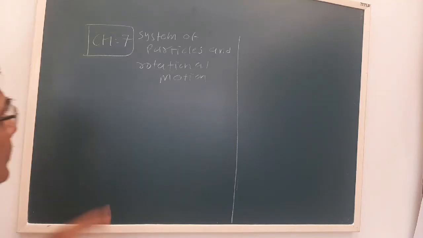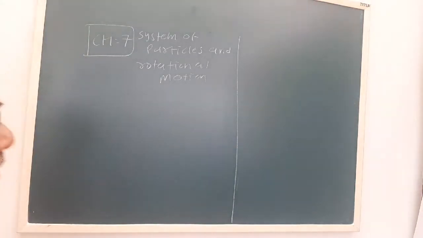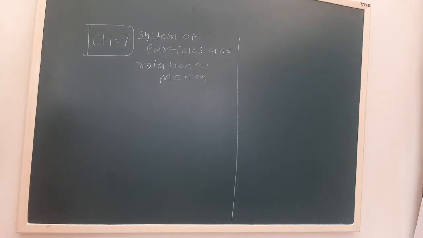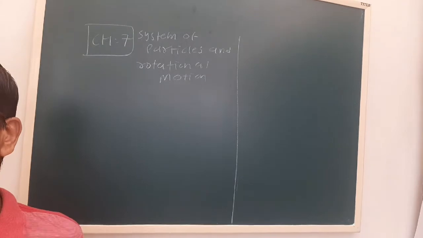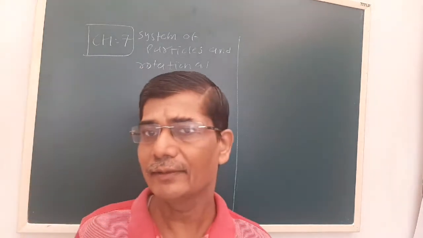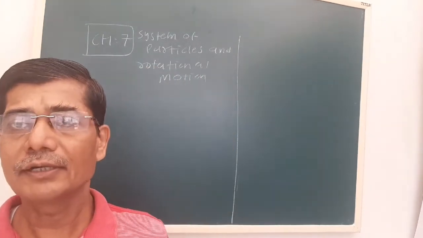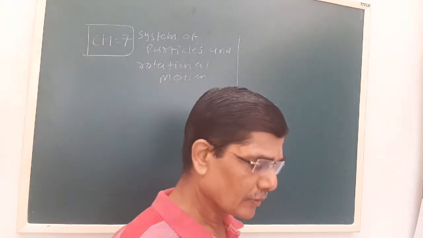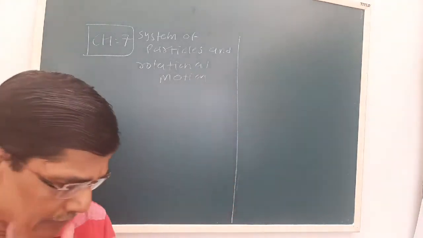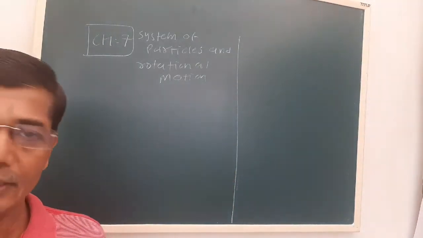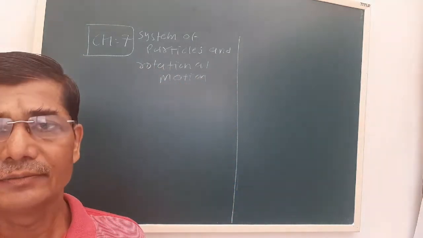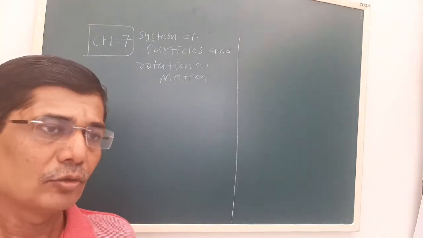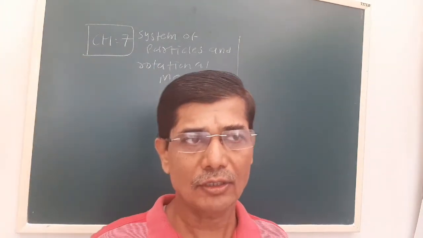Dear students, last time in lesson number 7, that is system of particle and rotational motion, we talked about torque acting on a particle. As I discussed earlier, torque is a very important physical quantity in producing rotational motion. It is analogous to force in linear motion. To produce linear motion, we require force. To produce rotational motion, we require torque.